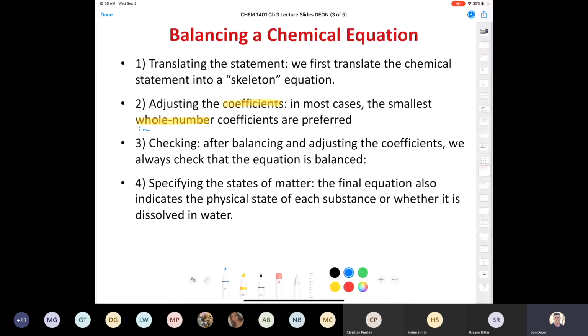I mean, it depends on where you look, right? I like fractions, but I've learned that down here, textbooks don't like fractions in their equations. What else? You can always check after, right?